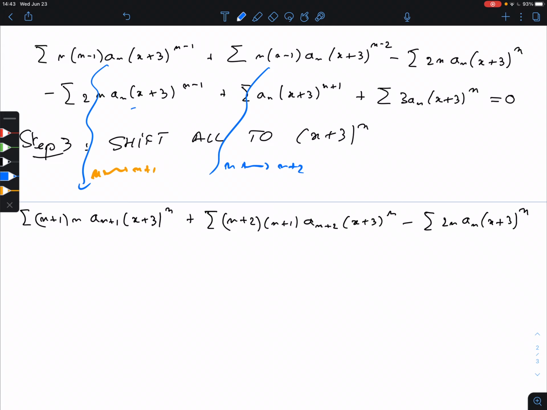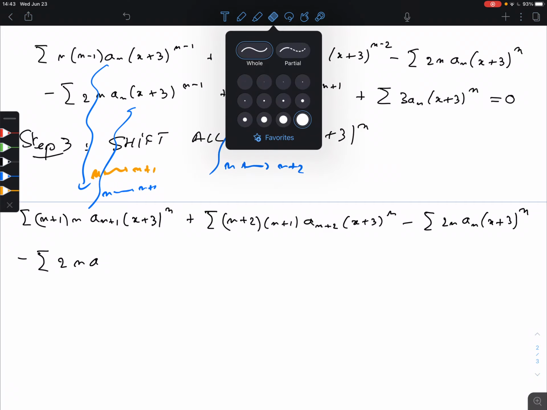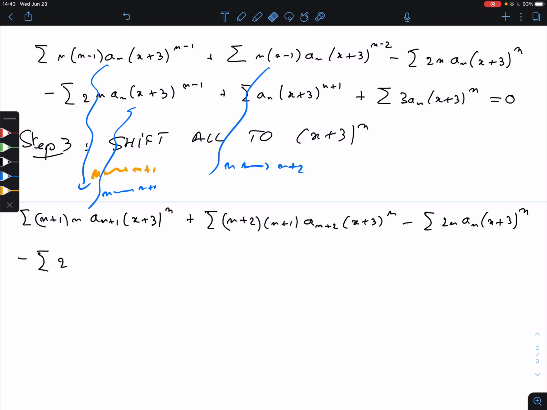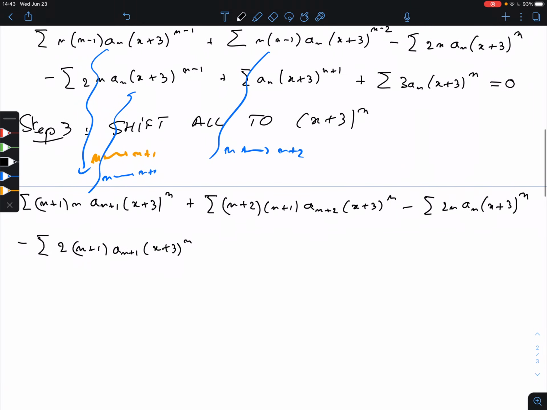This one I do. I have to do the n to n+1 again. So that is minus summation 2n. Oh, I said shift and I didn't do it. So 2(n+1) a_(n+1) (x+3)^(n+1) plus n. Okay, that one. Oh, that one here, and perhaps I'll do it in a different color. I have to shift down. So n to n-1.